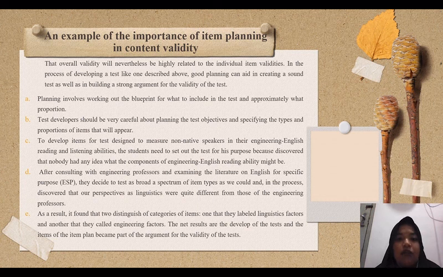This is an example of the importance of item planning in content validity. This example is taken from a test used to measure English reading ability in engineering students. The first is planning, which involves working out the blueprint for what to include in the test and approximately what proportion. The second, the test developer should be very careful about planning the test objective and specifying the types and proportions of items that will appear.